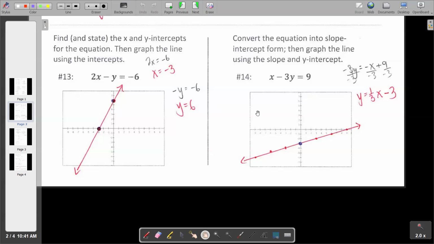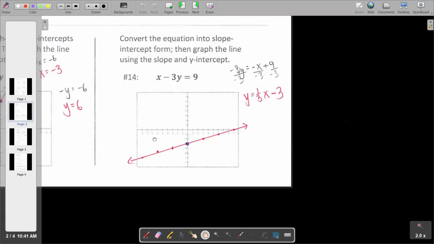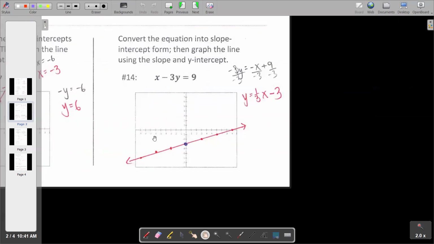Question number 14 is what some of us really like to do, and I'm proud of that because it's a great skill to possess for math. But this is the one where I want you to get y by itself. So when it says to convert it to slope intercept, that means get y by itself. And so you can see me showing my work over there. I started by moving the x to the other side, and then I divided everything by -3, and I wound up with the red equation. And then that's the equation that I'll use to make my graph. And again, the blue point is where I started, and then the subsequent points are a result of the up 1, right 3 slope. Any questions on that?